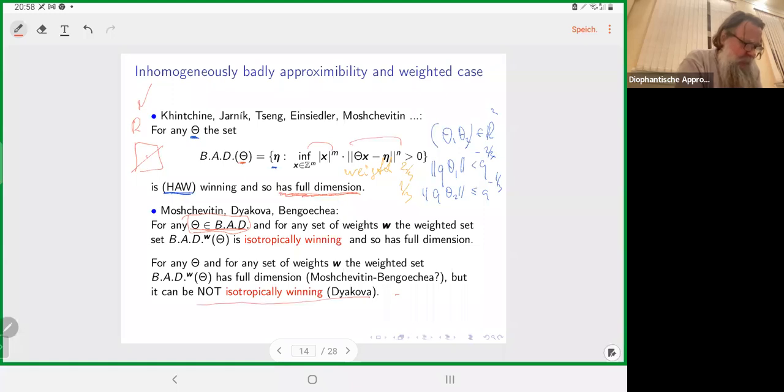I should look inside the paper, because at that time we were interested just in the difference. We wanted to answer a question why we are not able to prove the winning property for the weighted case without a bad assumption for the matrix theta, and we did not think much about what this example means in general.